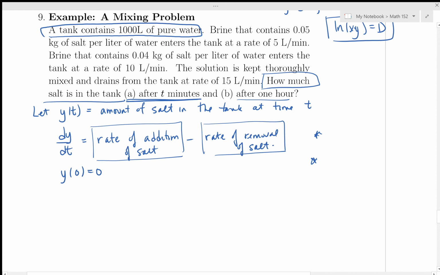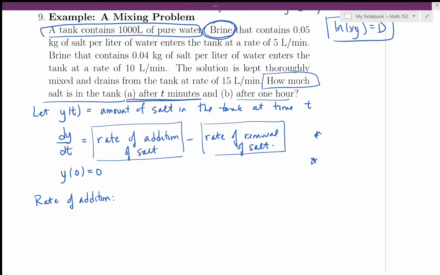So let's tackle the first one first, rate of addition. Okay, we have brine that contains, so brine, again, if you don't know the meaning of any words, brine not being as common a word that we normally use, then you should look it up. But brine means salty water. Okay, so salty water that contains 0.05 kilograms of salt per liter.